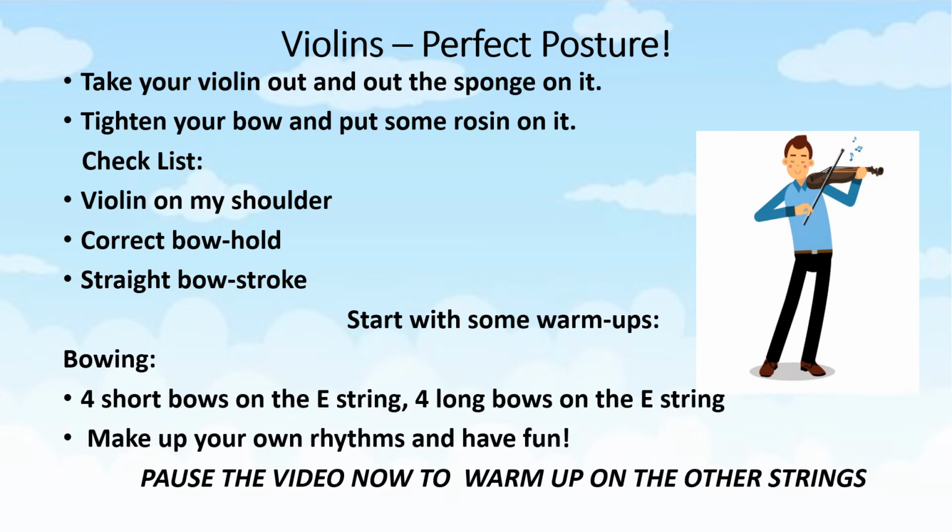Good. Now we're going to play some long bows, trying to keep it as smooth as you can. Each bow is going to last for 4 beats. Listen first. After 4. 1, 2, 3, 4. Now your turn. Ready? Bow on the E string. Really nice and smooth. After 4. 1, 2, 3, 4.